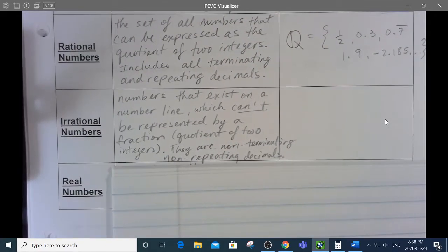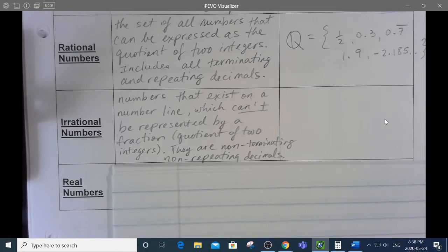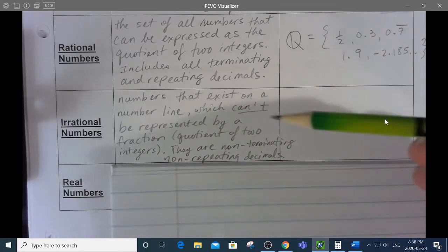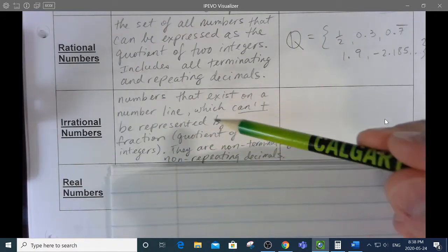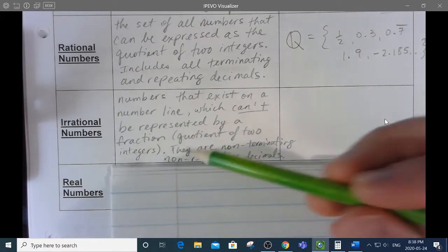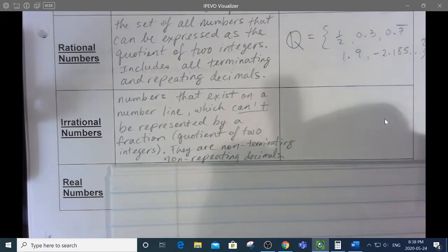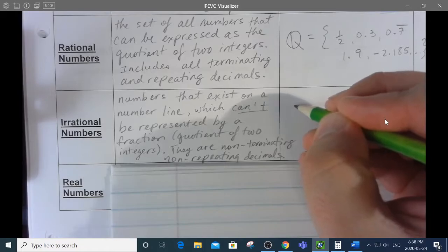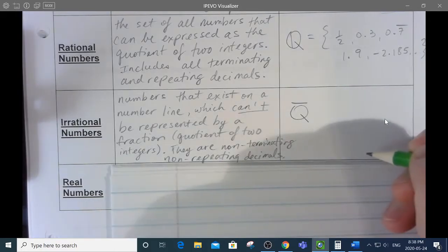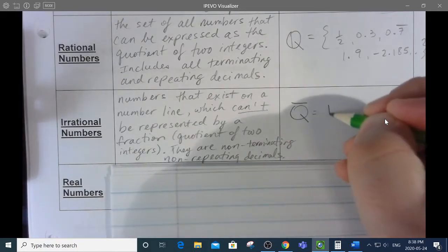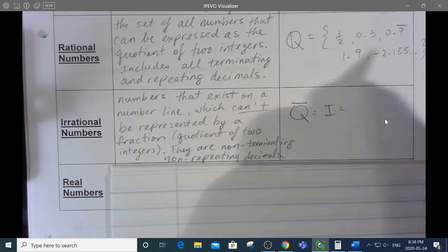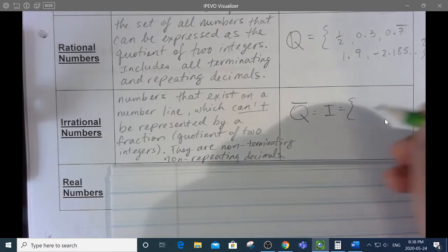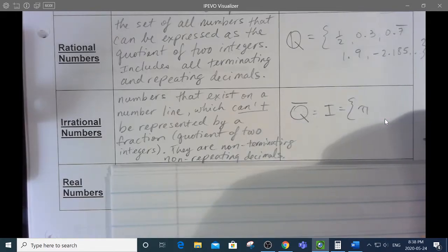Irrational numbers are numbers that exist on a number line which can't be represented by a fraction. And again, fraction means quotient of two integers. I'll give you some examples of irrational numbers. The symbol for irrational numbers is Q with a line over it. Sometimes people also use I for irrational numbers. And for example, the famous one, of course, is pi. Pi is an irrational number.